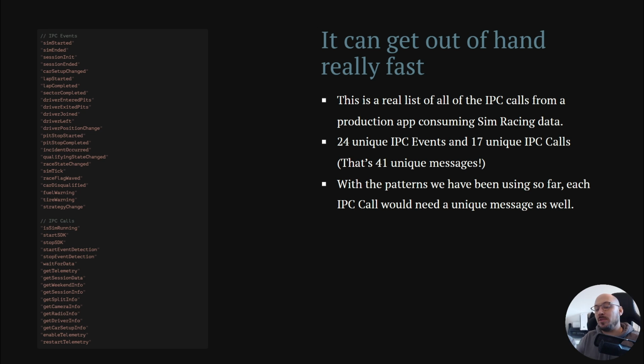And then it has 17 unique IPC calls. So that's like the main process asking for something. Here's some information. Please give me the result. That's 41 unique messages, right? That's a couple of messages. And if we were to do this with the same sort of patterns that we were doing in our example, then each one of those IPC calls would have to have a result message as well. Not great. It's getting a bit out of hand.